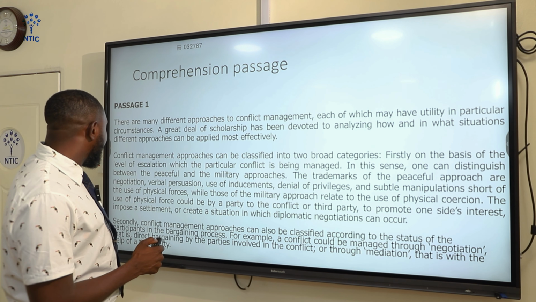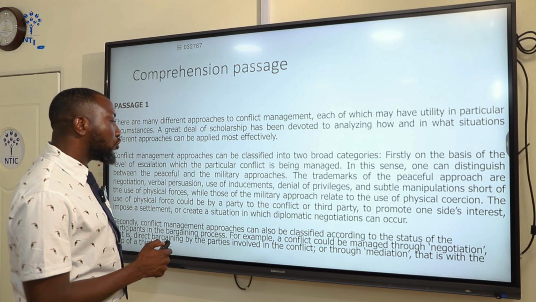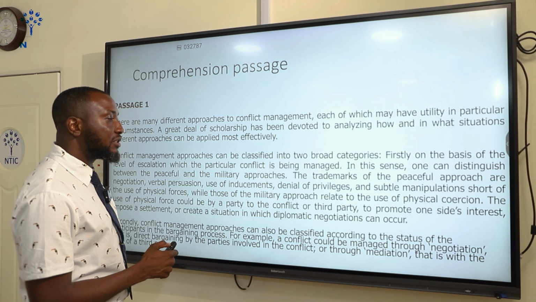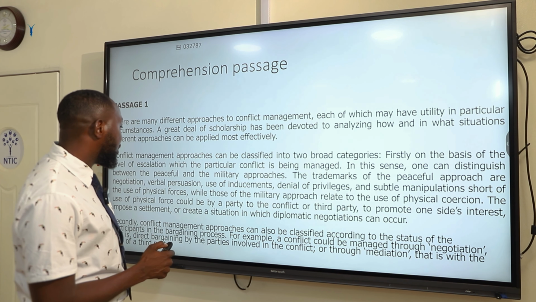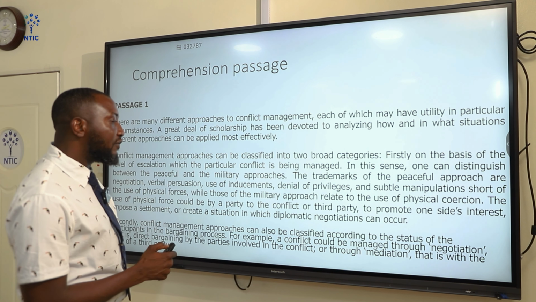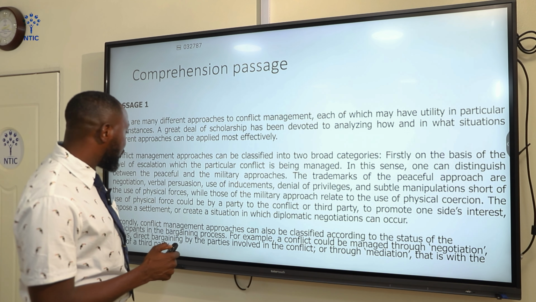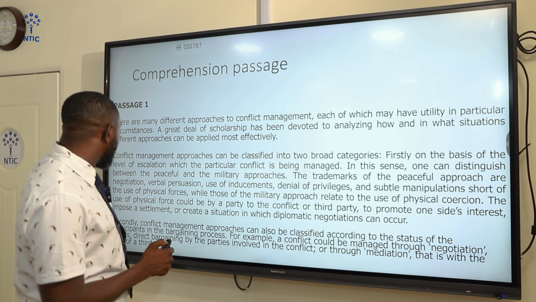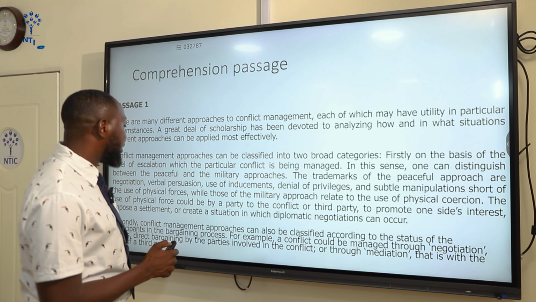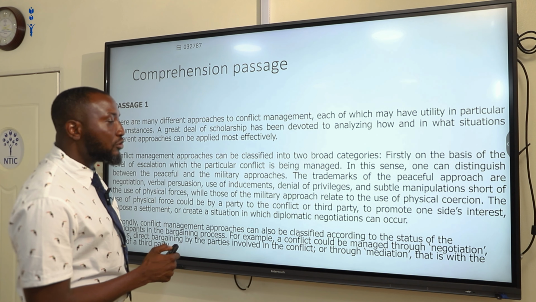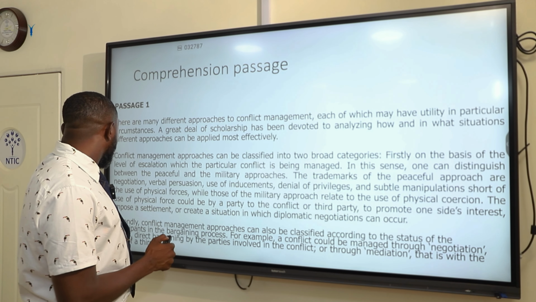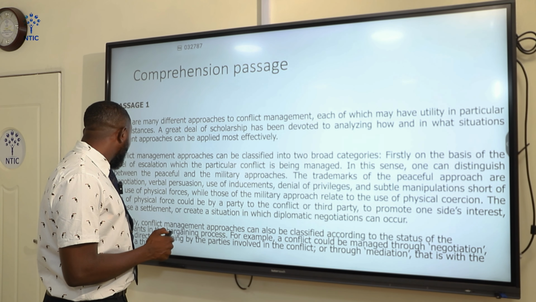Secondly, conflict management approaches can also be classified according to the status of the participants in the bargaining process. For example, a conflict could be managed through negotiation, that is, direct bargaining by the parties involved in the conflict, or through mediation, that is, with the help of a third party.